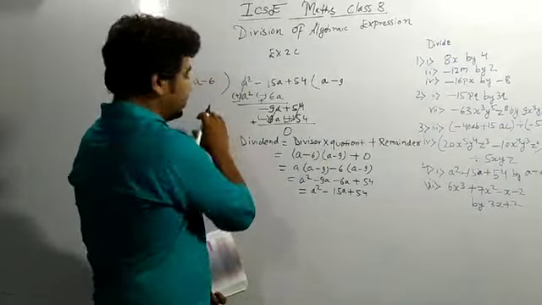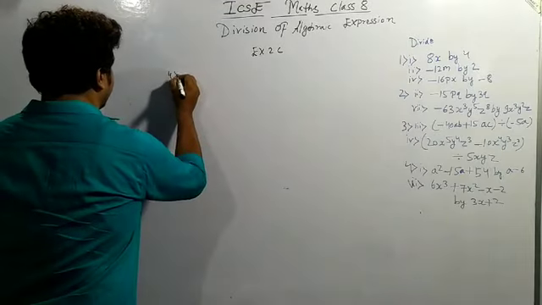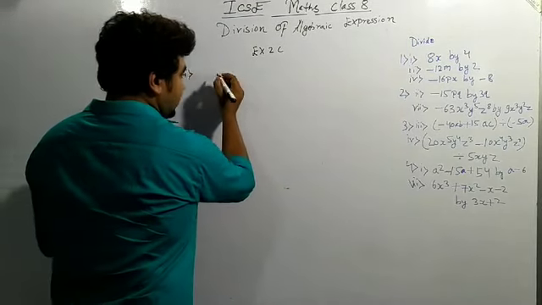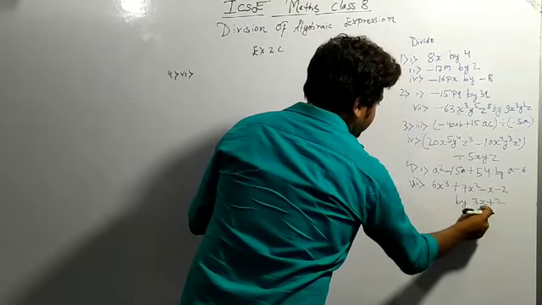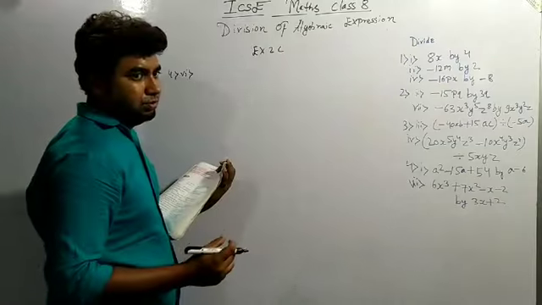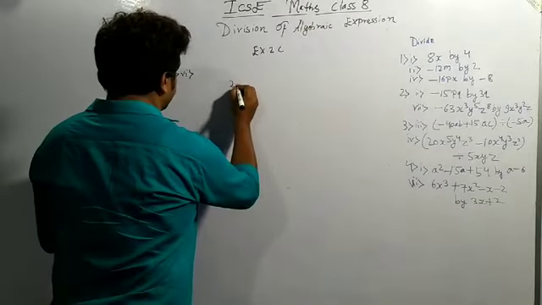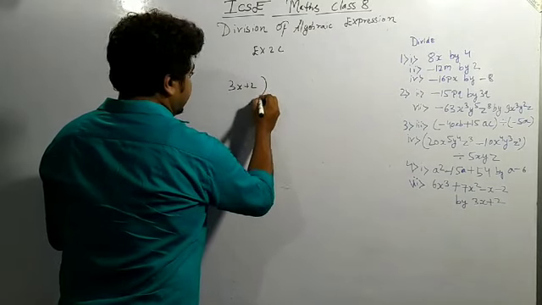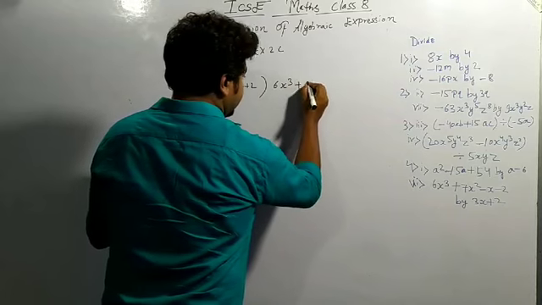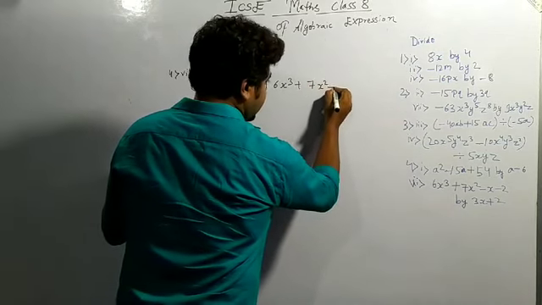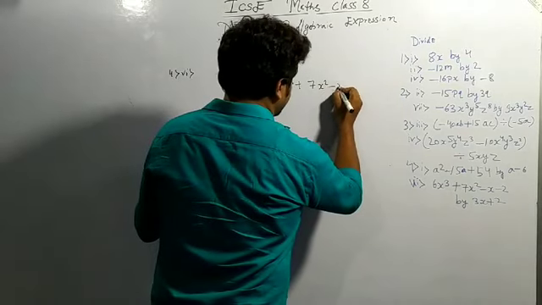So this is question number 4 part 1. Okay, so 4 part 6. We will be solving 4 part 6. In this question it is given 6x cube plus 7x square minus x minus 2. We have to divide it by 3x plus 2. So 3x plus 2 is the divisor, and the dividend is 6x cube plus 7x square minus x minus 2.